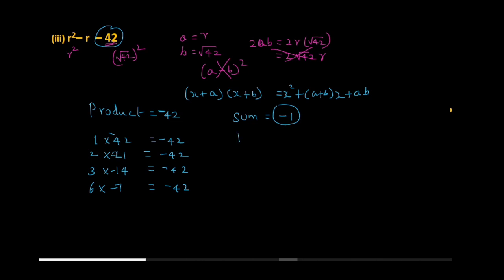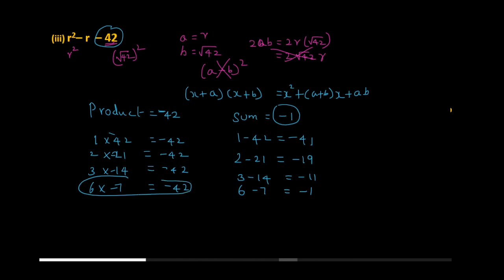Let's check the sum. 1 minus 42 we will be getting minus 41. 2 minus 21 we will be getting minus 19. 3 minus 14, the answer is minus 11. Then 6 minus 7, the answer is minus 1. So this is our proper choice. That is 6 into minus 7, and 6 minus 7 is minus 1. So our required integers are a is 6 and b is minus 7.